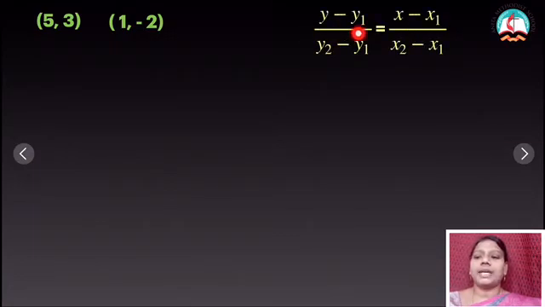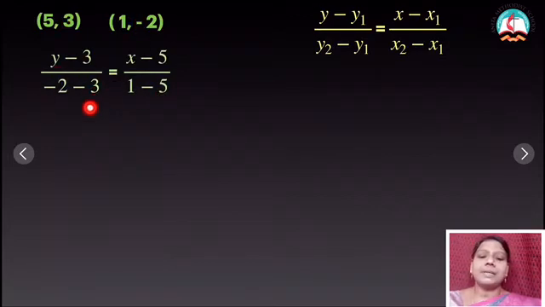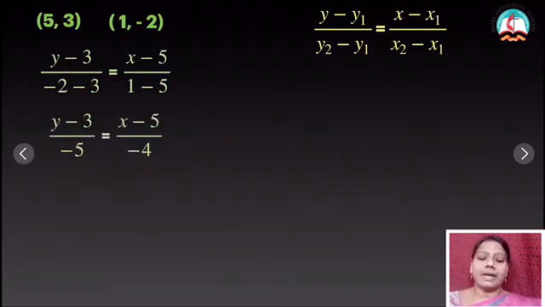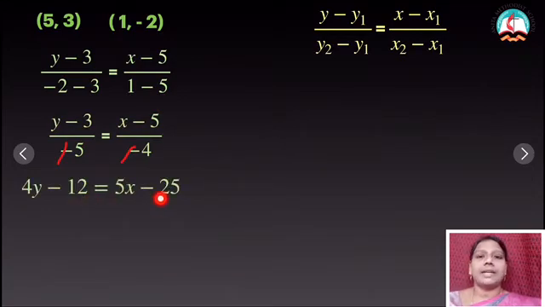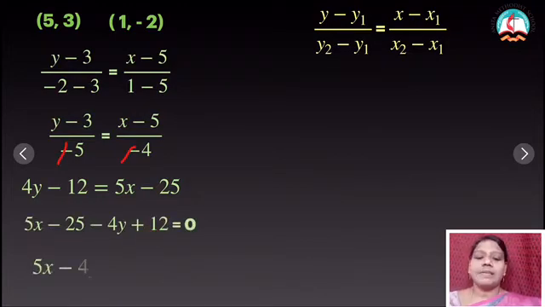Okay, so for finding the equation, we have 2 points now, 5, 3 and 1, minus 2. Therefore, we know the 2-point formula. In that formula, we are going to substitute these points. If I am simplifying this, then I can get minus 5 and minus 4. I can cancel this minus. Therefore, I can take a cross multiplication. If I am taking a cross multiplication, I will get the equation like this. Bring this y to the other side. Then it will be 5x minus 25 minus 4y plus 12 equal to 0. Even if I am simplifying further, 5x minus 4y minus 13 equal to 0. So, this is the equation of that line, the reflected line.